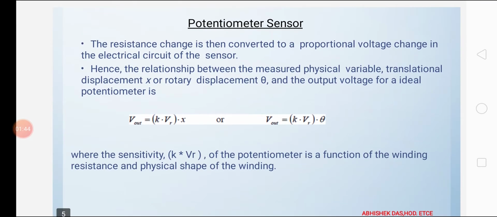The change in resistance is proportional to the voltage change in the electrical circuit. The equation is given by V out equals K V R into X, where K is the constant, and X or theta is the displacement or rotary displacement.